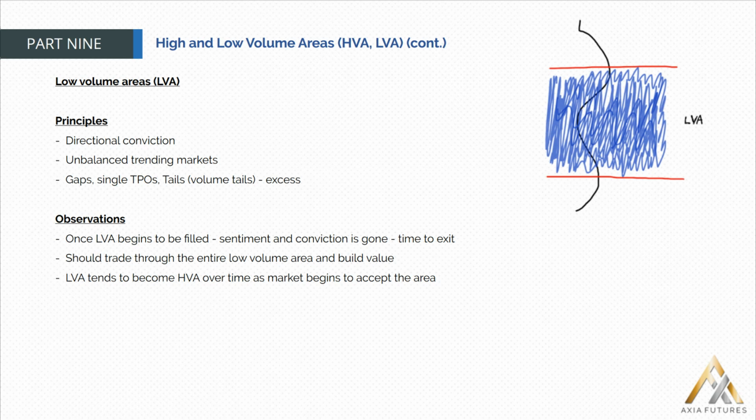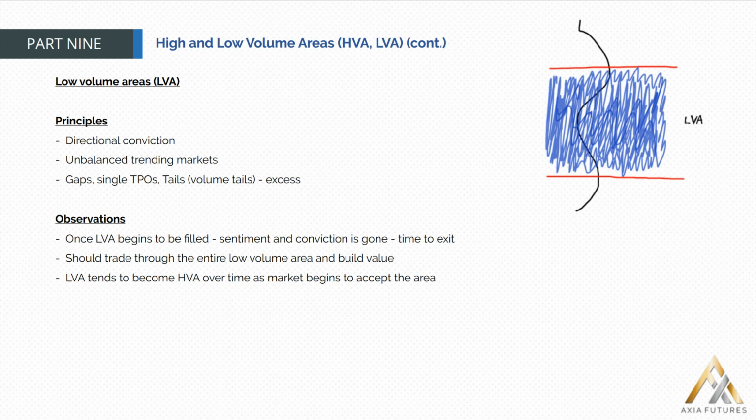Now, one observation with regards to low volume areas is that once a low volume area begins to be filled, the sentiment and the conviction is gone. So the initiative is gone. The initial move that we've seen, the momentum and the conviction, is starting to disappear, and that means it's time to exit that convictional play. Now note, should trade substantially trade through the low volume area, we could see a bit of a squeeze. In other words, anyone that was playing with the convictional direction should start to exit those trades.